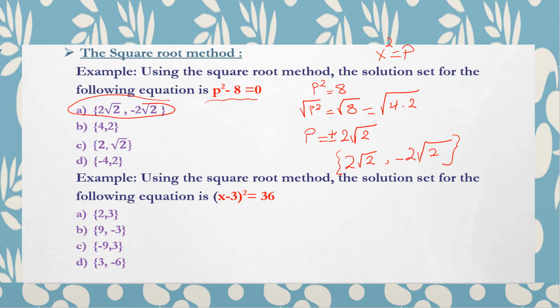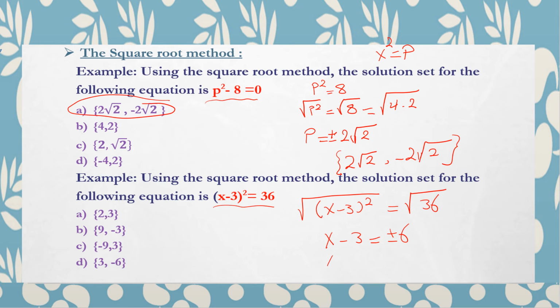Again, another example. By using the square root method, find the solution set of this equation. Again, we would take the square root for both sides. So, the square root of (x minus 3) squared equals the square root of 36. Then, x minus 3 equals plus or minus 6.